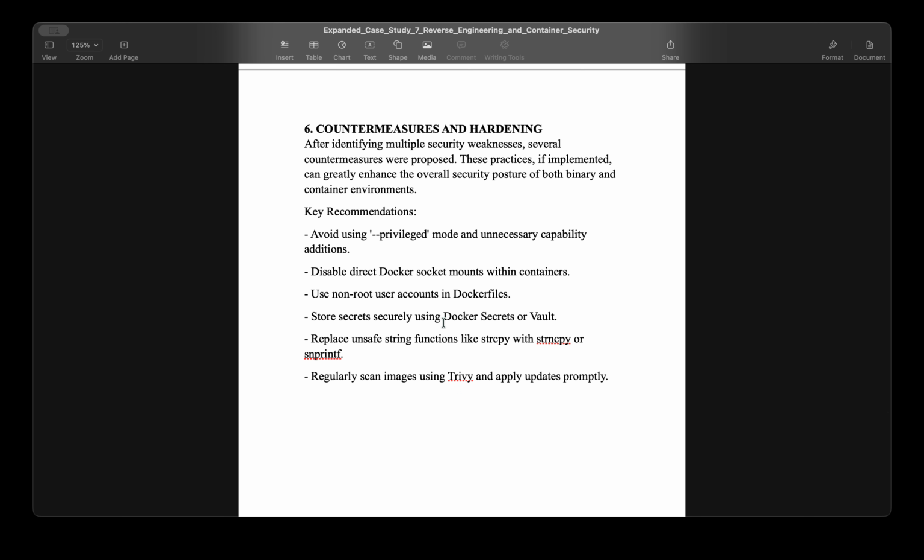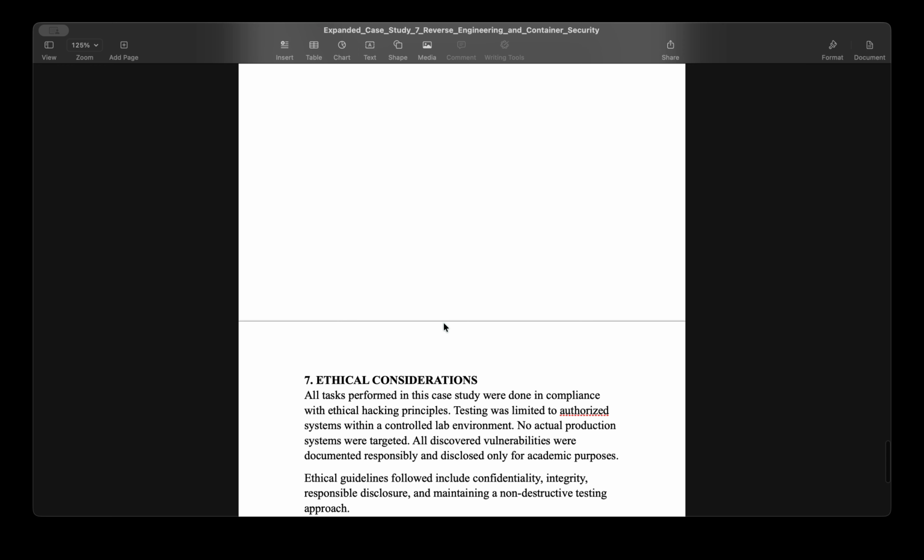Countermeasures and hardening. After identifying multiple security weaknesses, several countermeasures are proposed. Key recommendations: avoid using privileged mode unnecessarily, and drop additional capabilities. Disable direct Docker socket mounts within a container. Use a non-root user account in Dockerfiles.